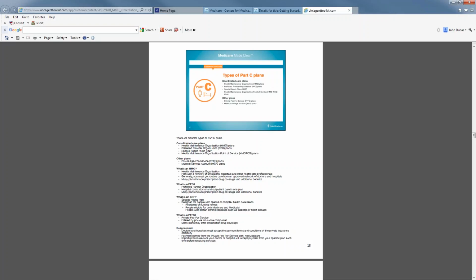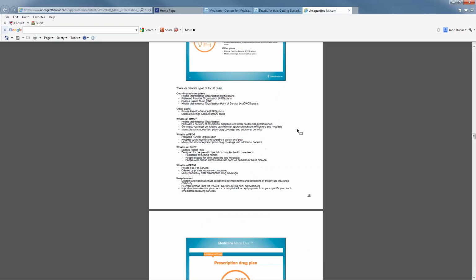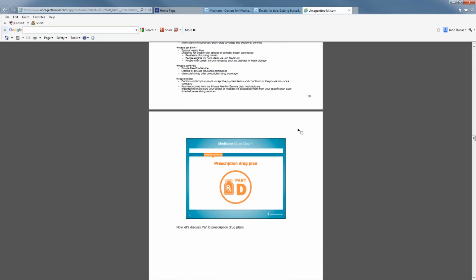The thing with these programs, including the private fee-for-service plans, which are offered by private companies like the rest of them, that might include prescription drug benefit, is the fact that the providers, the doctors and the hospitals, must accept the payment terms and conditions that are set by the private insurance company offering the program. The payment comes from private companies, not from Medicare. And it's important that the doctor or hospital accept the payment of the plan before you receive the services, so that you know that that is going to happen.